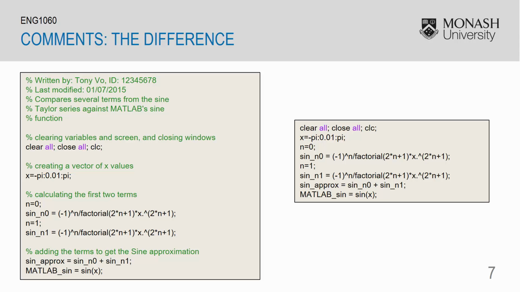So I have my name, date, and description of the M file at the top of the file. Then I have clearing variables, screen and closing windows. This is not really needed as the commands are self-explanatory. Again, creating a vector of x values isn't very useful. Instead, we may want to write what x represents. Then we are calculating the first two terms of the sine Taylor series. And finally, we're adding the terms to get the sine approximation.